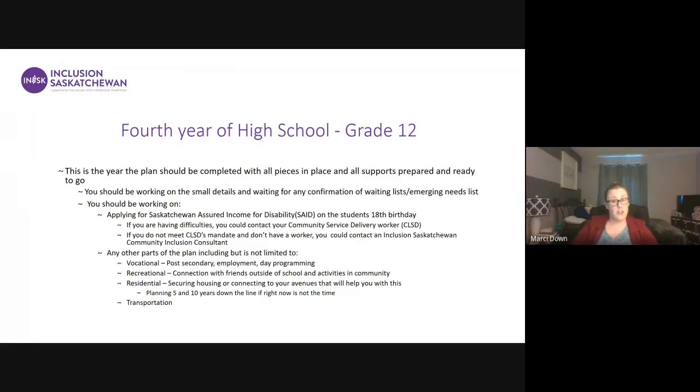If you're having difficulties with that, you can get your community service delivery worker or your CLSD worker involved. If by chance you do not fit the CLSD mandate, which we do see a lot of students like that, we do have community inclusion consultants that can provide a little bit of guidance. So there are some options.